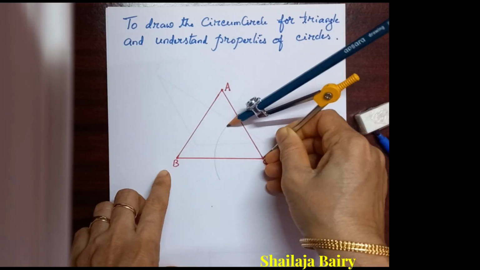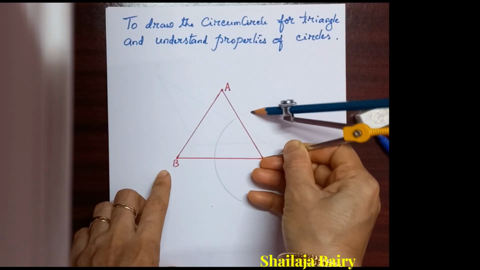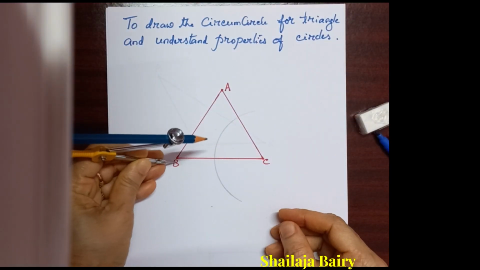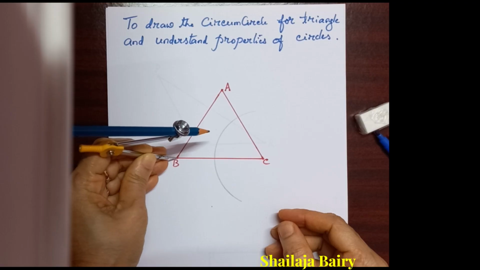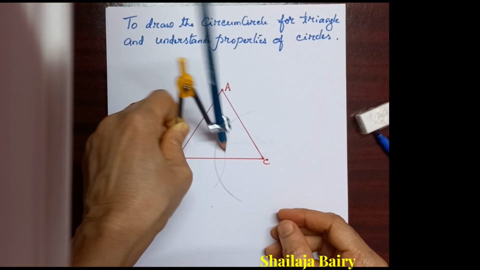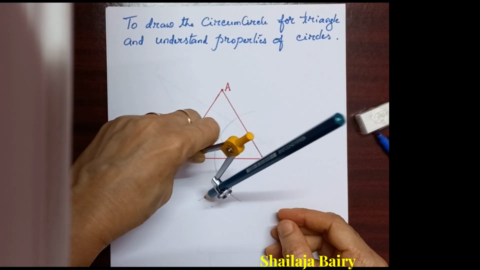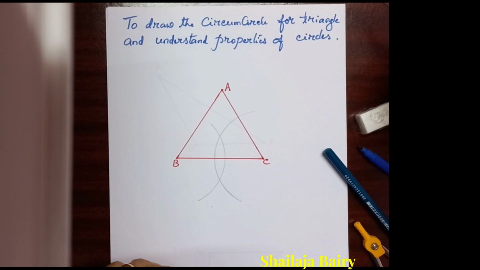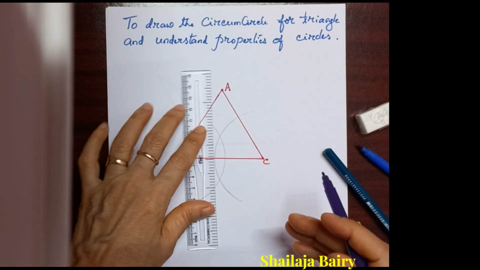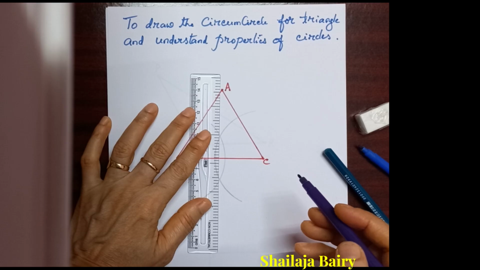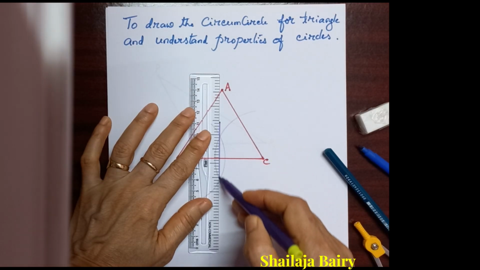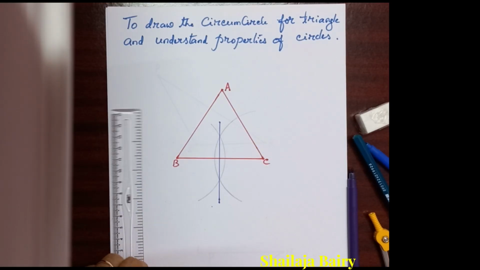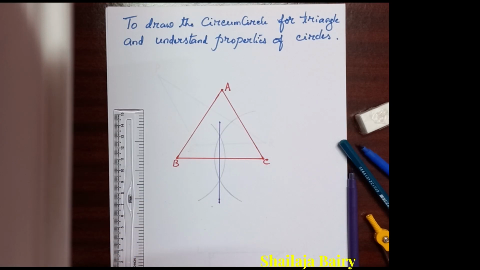taking more than half and drawing an arc. I am just drawing part of the circle, not the full circle. So one bisector is ready. So this is a perpendicular bisector of BC.